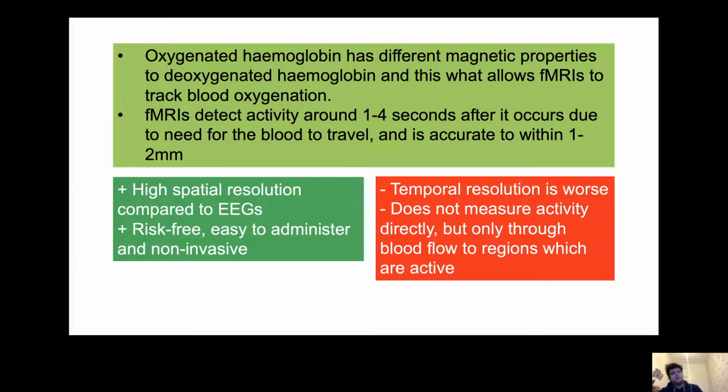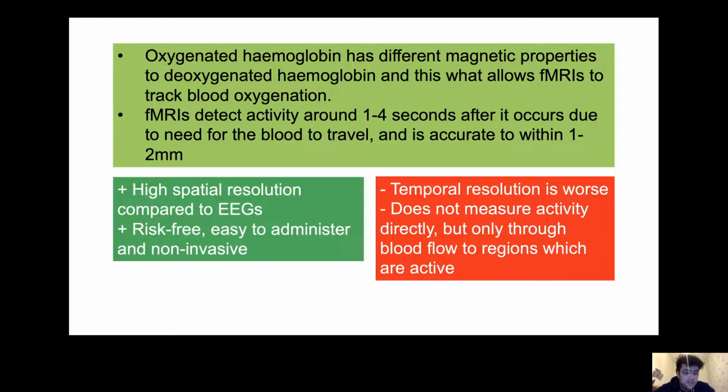But you can imagine that when the brain area becomes active and it needs blood flow, it takes time for the body to transport that blood to that region of the brain and for it to access it, which means that activity has a bit of a time lag. It's 1 to 4 seconds on average after activity begins. The oxygenated blood arrives. But it is quite spatially accurate. So fMRIs are accurate within 1 or 2 millimeters.